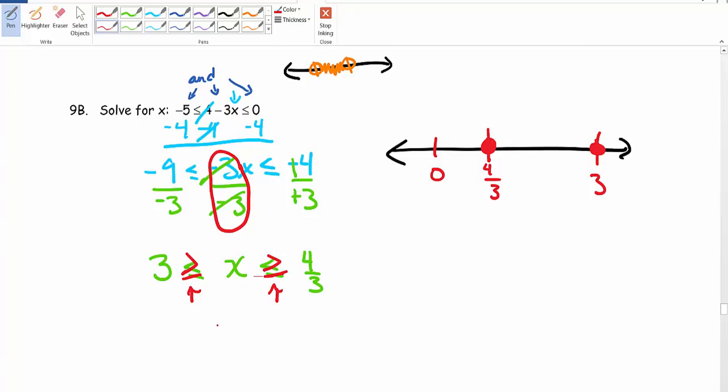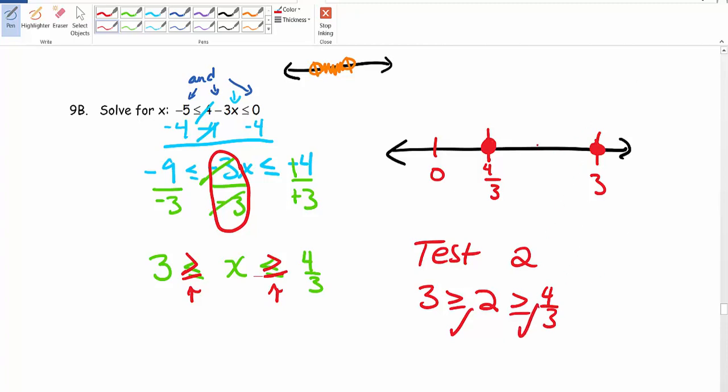Let's go ahead and test maybe, in this case, we'll test like 2. So is 3 larger than or equal to 2? Yes, that's true. Is 2 larger than or equal to 4/3? Absolutely. So because 2 lies in between, it was true, then we know we're going to be shading in between this stuff.